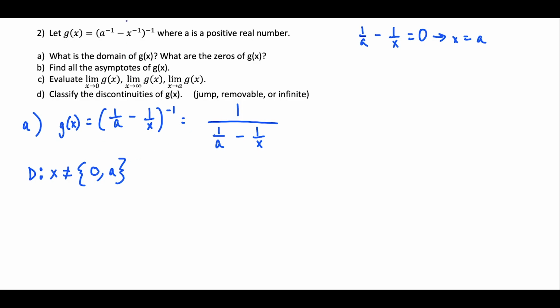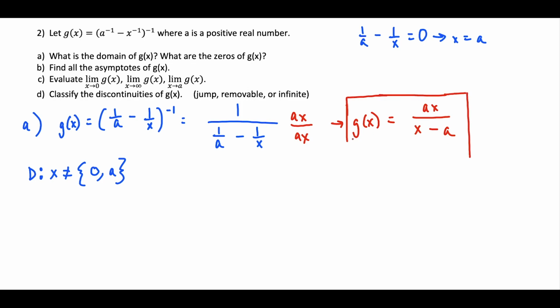But just to be very convinced of this, what we could do is multiply the numerator and denominator by ax. And what this tells us is that we could express g of x as ax over, and if we multiply ax times 1 over a, we're going to have x. And then we have minus 1 over x times ax, which is just a. So this is an alternate form of how we could write g of x that's going to make it a little bit easier to answer the rest of part A and also answer the other parts.